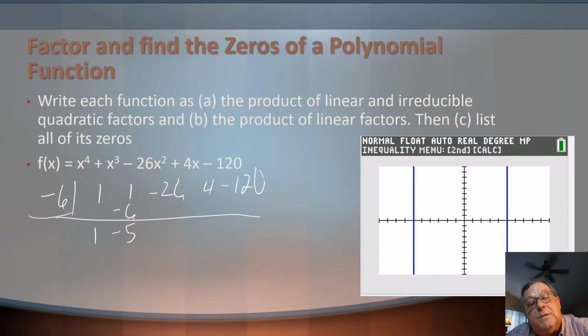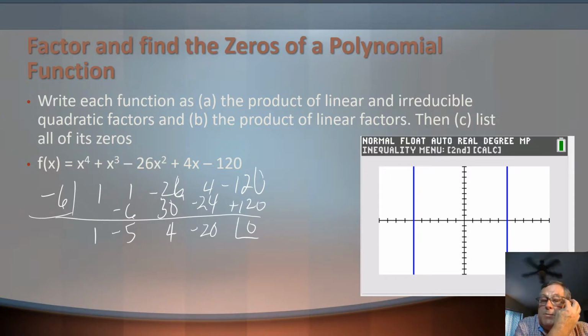Negative 6 times negative 5 is positive 30. Negative 26 plus 30 is 4. Negative 6 times 4 is negative 24. 4 minus 24 is negative 20. And negative 6 times negative 20 is positive 120. Thank goodness I got a 0 remainder.